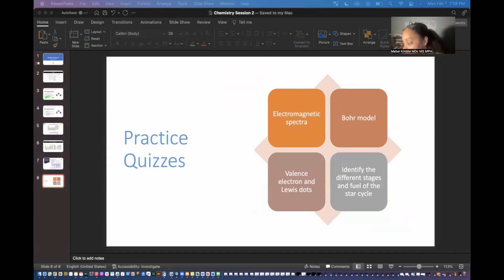Okay, we're going to do some quizzes from our lessons from last week so that we can practice and figure out what areas we need to work on and reinforce. Let's do some Bohr model questions. And if possible, share your screen with me.